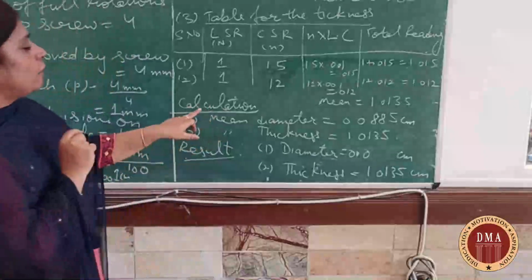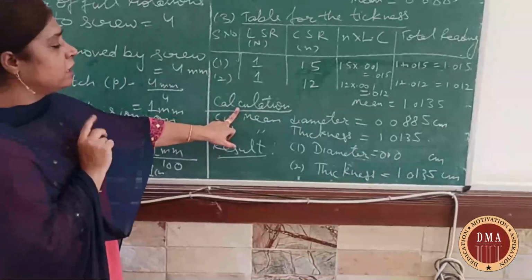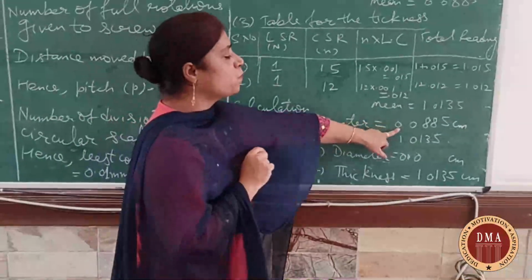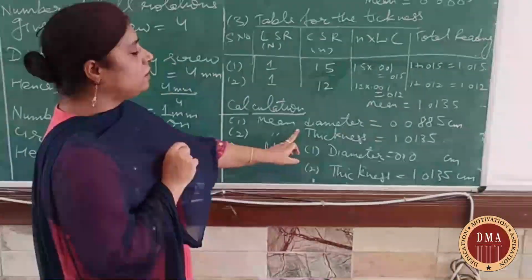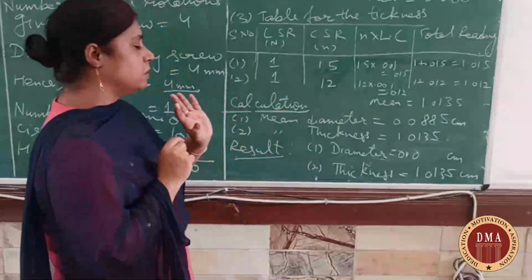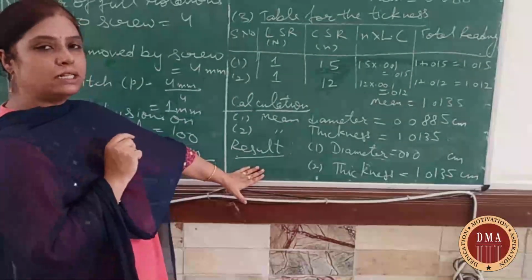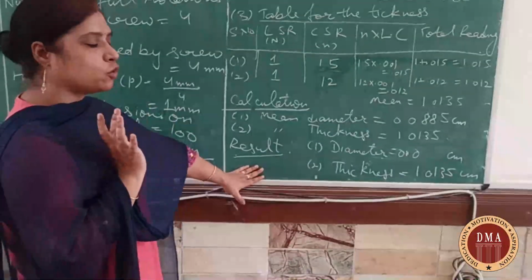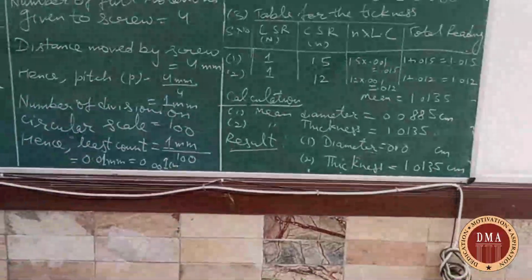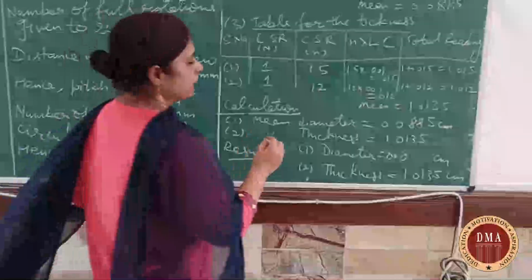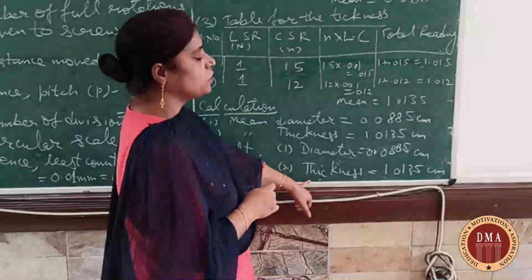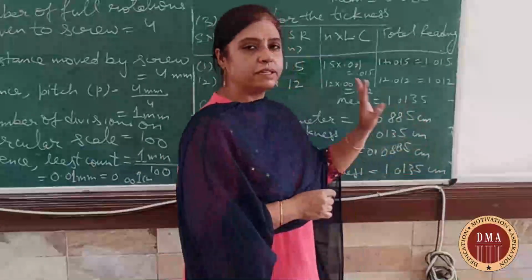Then you have to write down the calculation of the experiment. We have calculated two things. The mean diameter of the wire is 0.0885 centimeter and the mean thickness of the paper sheet is 1.0135 centimeter. At last you have to write the result of your experiment. Again the same thing you have to repeat: diameter is 0.0885 centimeter and thickness of sheet is 1.0135 centimeter.